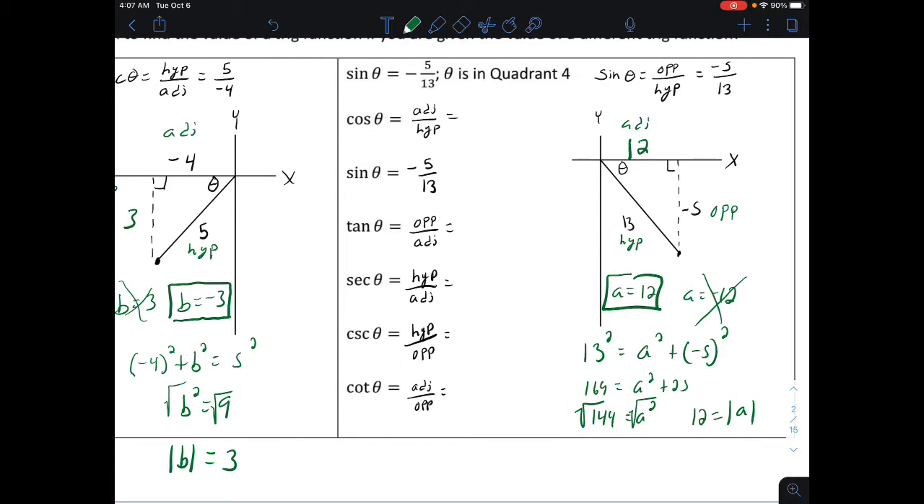So cosine would be 12/13 for its ratio of theta. Sine, we were given. Tangent would be opposite over adjacent, so negative 5/12. Secant would be hypotenuse over adjacent, 13/12. Cosecant hypotenuse over opposite, 13 over negative 5. Cotangent would be adjacent over opposite, so we'd say negative 12/5.